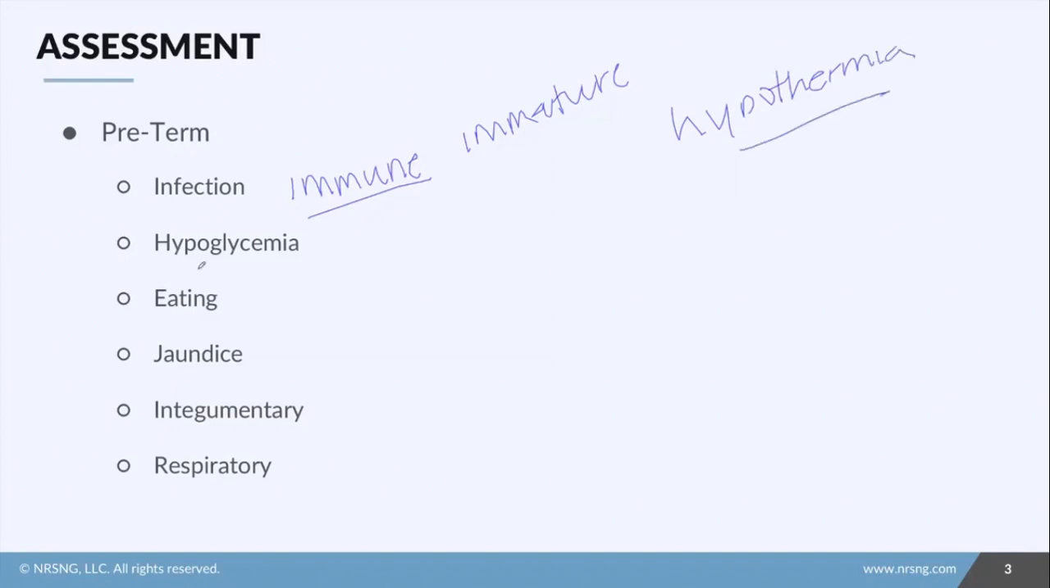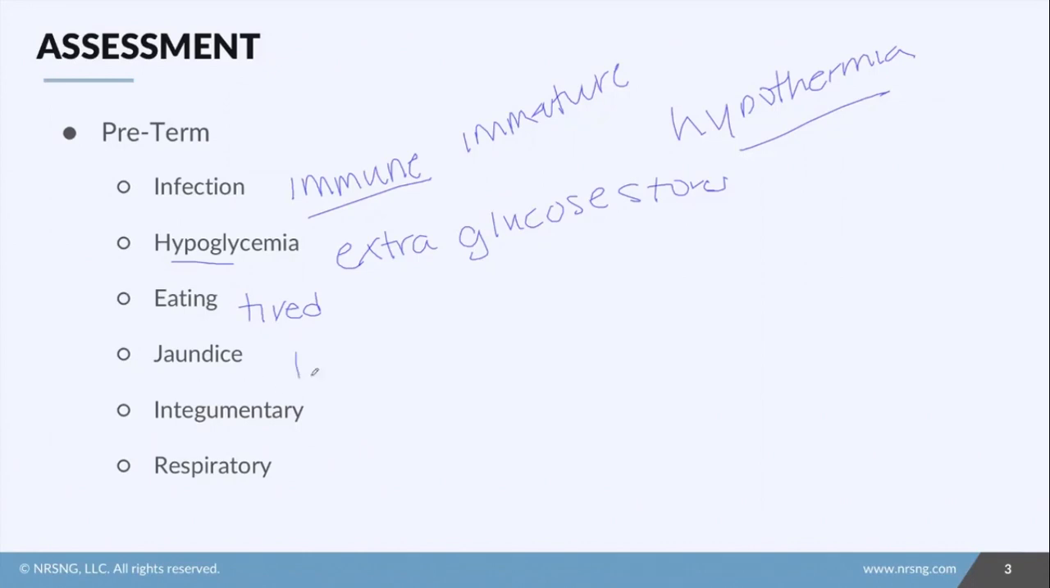They are at risk for hypoglycemia. So those are low blood sugars. Because they can't provide warmth for themselves, because they don't have the extra fat, they start burning up their blood sugar to keep warm. And they just don't have the extra glucose stores that term babies would have. So they become hypoglycemic. Eating, they're going to have feeding difficulty. They get tired so easily, and they would rather sleep than eat. So tired out. So they have poor feeding.